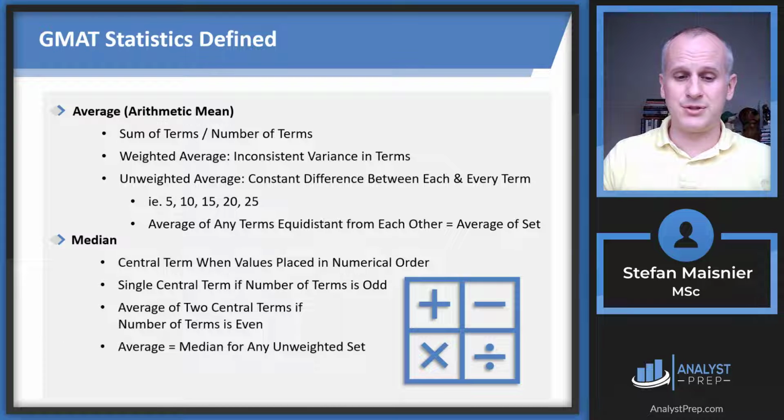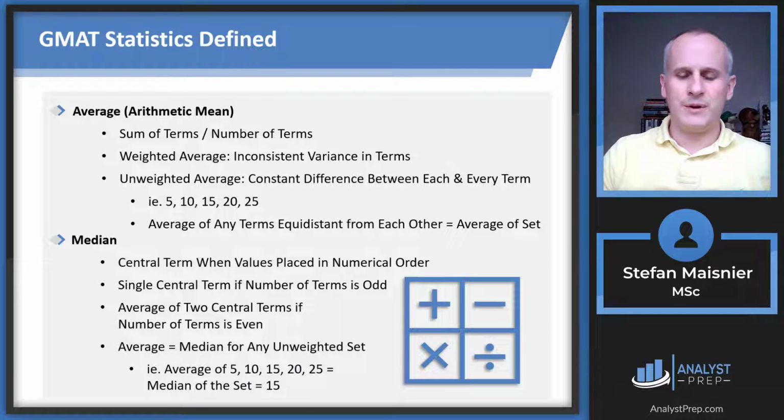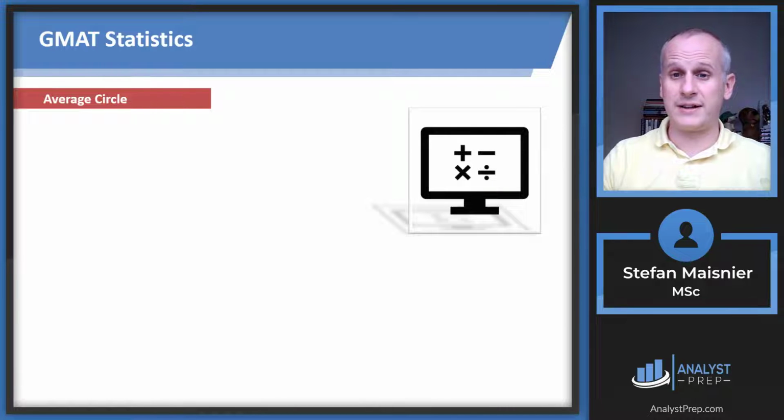And as we just talked about, your average is equal to the median if you have an unweighted set or sequence like 5, 10, 15, 20, 25. So we see that the median of that set is equal to the average. It's 15 for both. Again, lots of implications here, because it might be easier to find the median and then find the sum. There's a whole bunch of different things you can find just from knowing you've got an unweighted sequence.